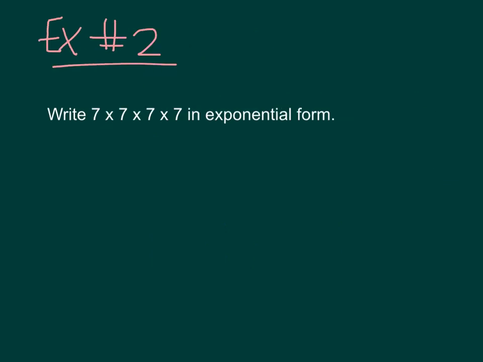Example 2, write 7 times 7 times 7 times 7 in exponential form. So 7 is my base, and now I just count up how many times I'm multiplying it. I'm multiplying it 1, 2, 3, 4 times. So it's to the 4th power.